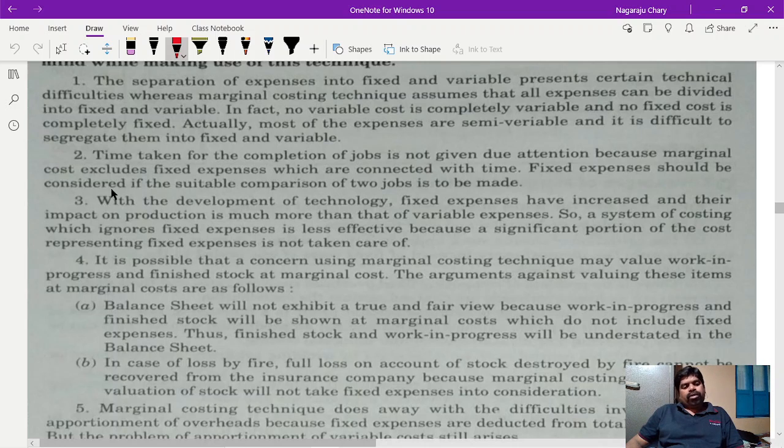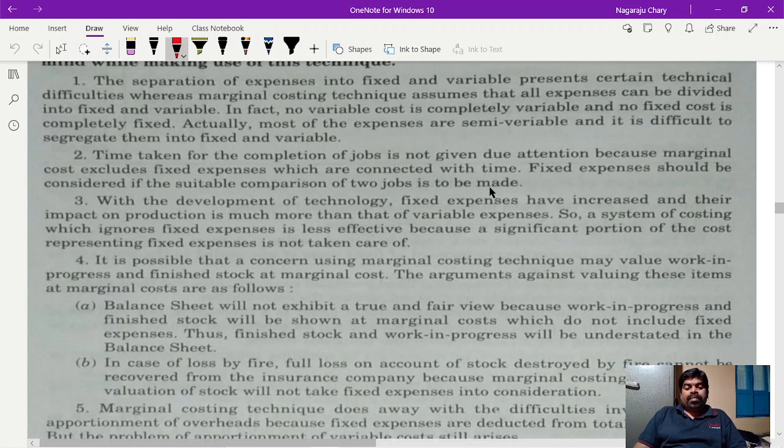And the next point: the time taken for the completion of jobs is not given due attention, because marginal cost excludes fixed expenses which are connected with time. Fixed expenses should be considered if a suitable comparison of two jobs is to be made. So how much time is taken to complete a job? It's not given.